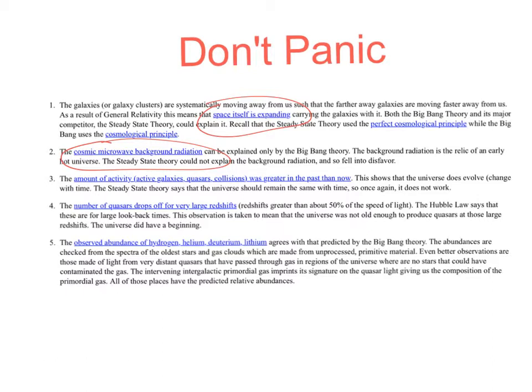That's the best explanation we have for where this background radiation that doesn't seem to come from anywhere in particular has come from. And there's really no explanation for that in the competing theory. The steady state theory can't explain where this background radiation came from. And that's one of the reasons why scientists stopped believing in the steady state theory.